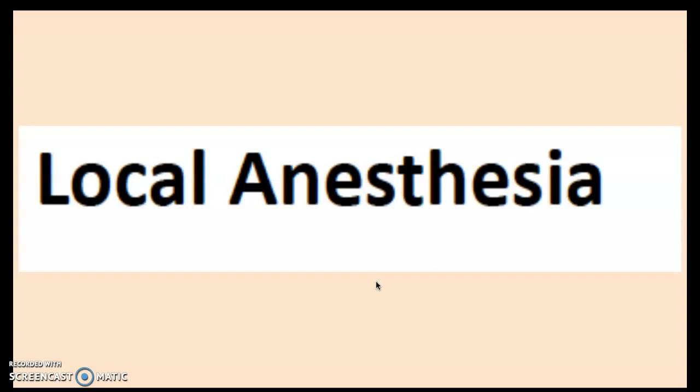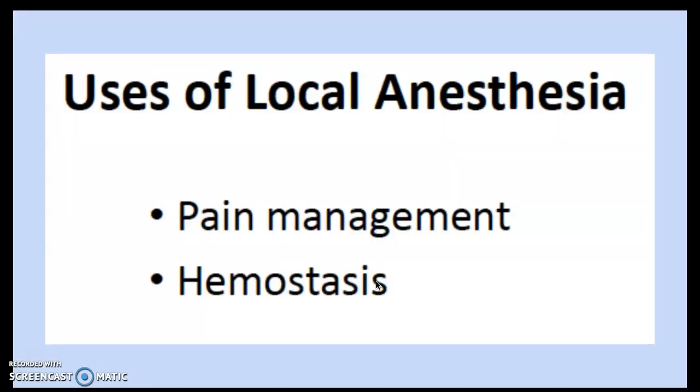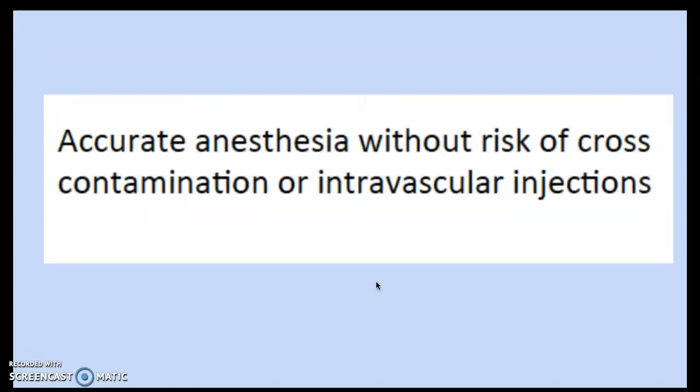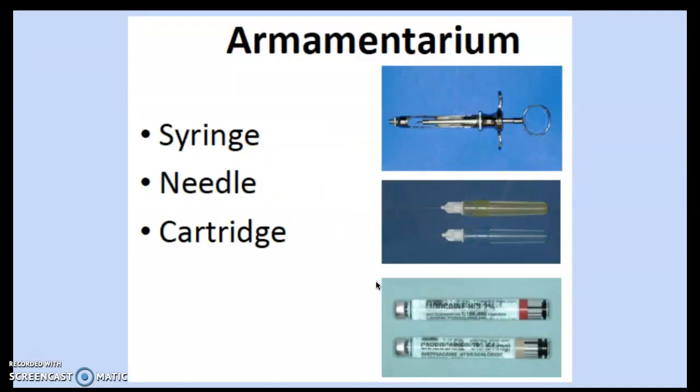All right, now we're going to go over local anesthesia. The uses of local anesthesia are for pain management and hemostasis. Accurate anesthesia without risk of cross-contamination or intravascular injections is important. These are the supplies, or parts, that you use for anesthesia: a syringe, a needle, and a cartridge.